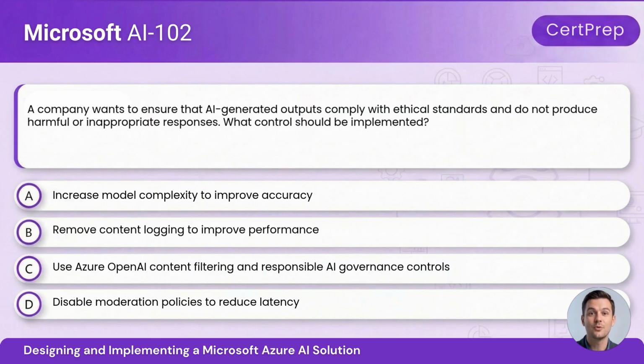Option A. Increase model complexity to improve accuracy. Option B. Remove content logging to improve performance. Option C. Use Azure OpenAI content filtering and responsible AI governance controls. Option D. Disable moderation policies to reduce latency.